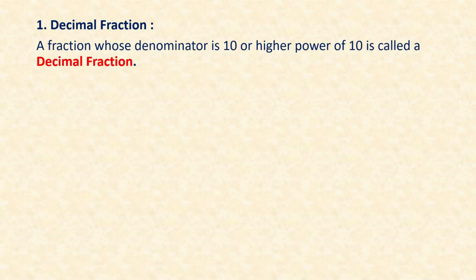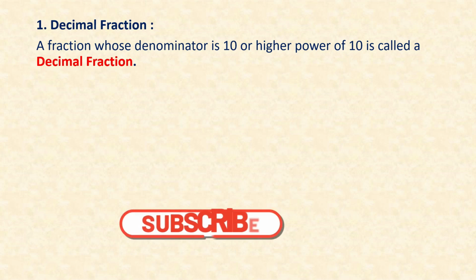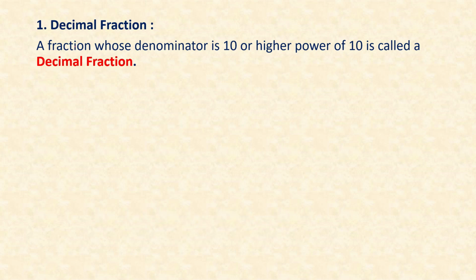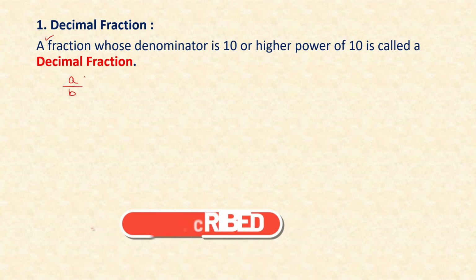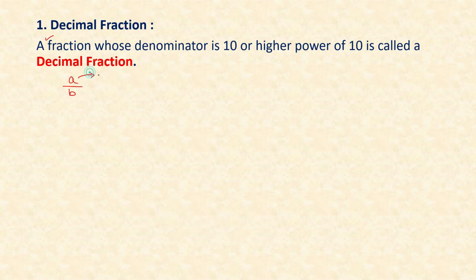Decimal fraction: a fraction whose denominator is 10 or a higher power of 10 is called a decimal fraction. So, let us understand what a fraction is. Any number, if we can represent it as a by b, is a fraction. In a fraction, a is called the numerator and b is called the denominator.